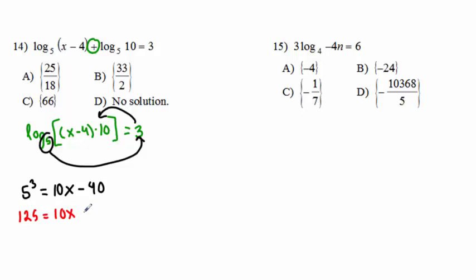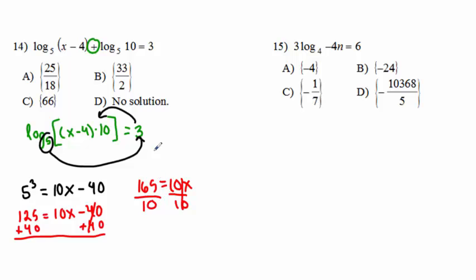And then to solve this, I need to add 40. And then I'll divide by 10. So it'll be 165 equals 10x. Divide by 10. And as a decimal, that's 16.5. Then you could change it back into a fraction using math enter, and you get 33 over 2.